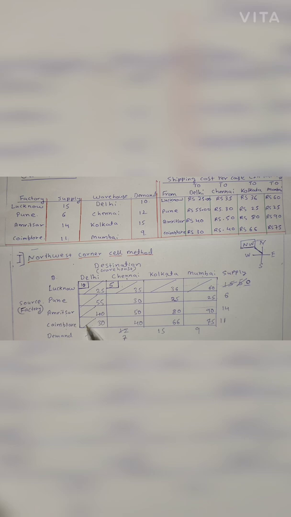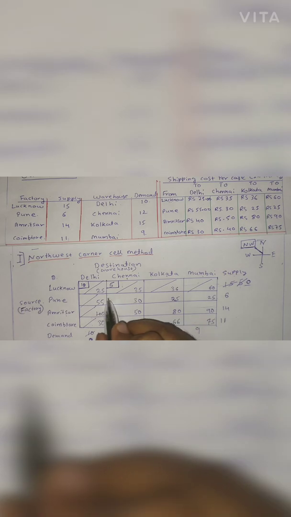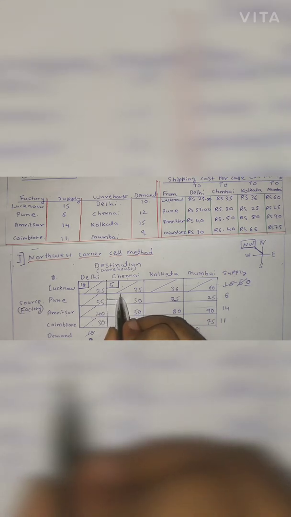Now this is gone and this is gone. The remaining are these cells over here: 2, 3, 4, 5, 6, 7, 8, 9. Now in these 9 cells, which is the northwest corner? The northwest corner is this one.